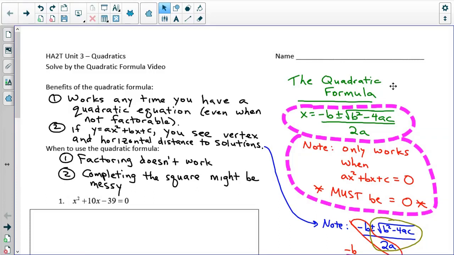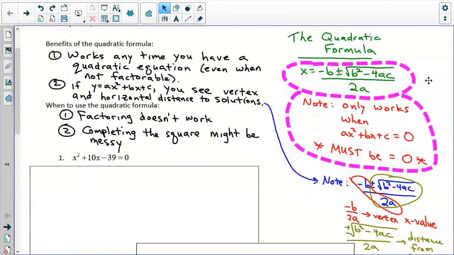One, two, three. We're going to talk about solving using the quadratic formula. The quadratic formula is listed on the right side of the screen. It is x equals negative b plus or minus the square root of b squared minus 4ac all over 2a. Let's note that this only works when ax squared plus bx plus c equals 0.